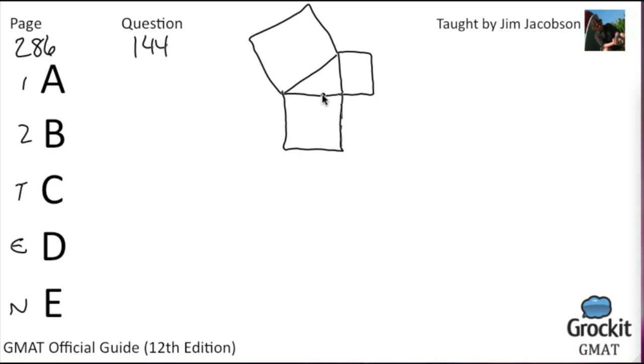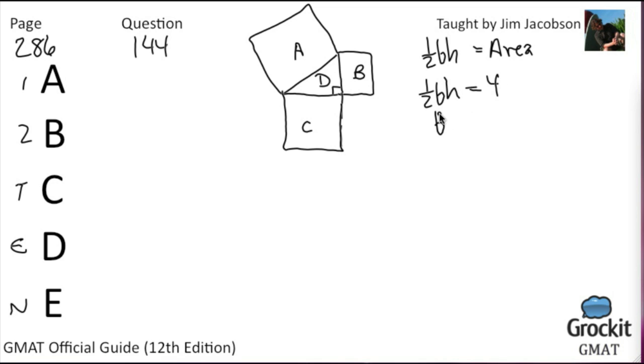So we have a right angle, a D, an A, a B, and a C. The area of triangular region D is 4. Remember that the area of a triangle is 1/2 the base times the height. In this case, 1/2 the base times the height of triangle D equals 4, which means that the base times the height equals 8. If we can figure out either one of the base or the height, we can figure out the other one, because the one times the other equals 8.